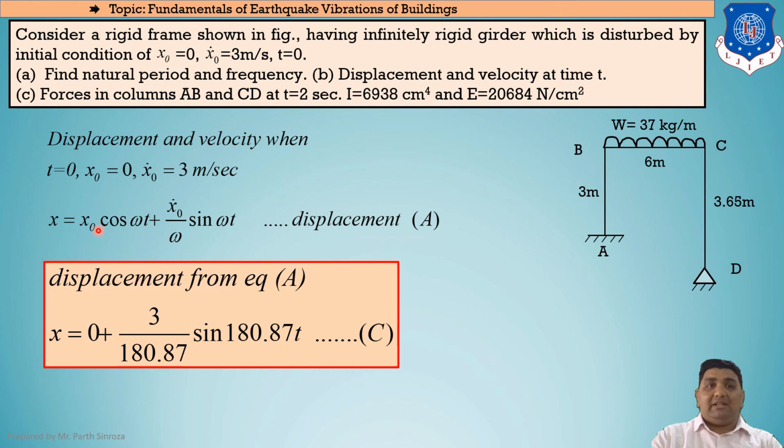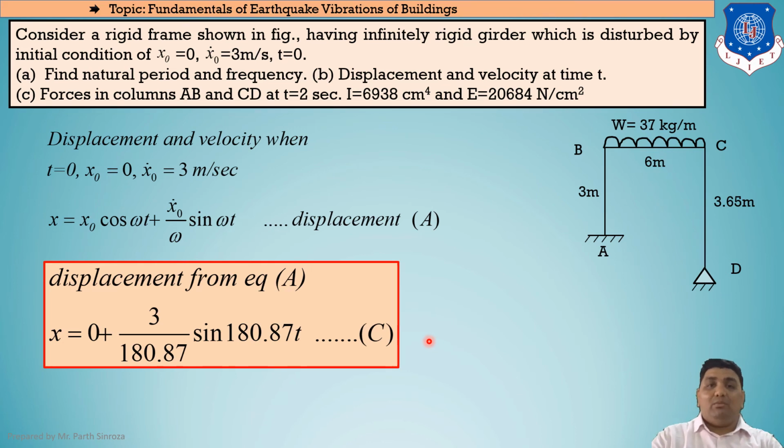So displacement here, x0 is given to be 0. So with cos omega t, we have substituted everything. The final value comes out to be 0 plus 3 upon 180.87 sin omega t, that is sin of 180.87 into t. Now we can't proceed ahead because we need to keep t in the form of t itself. It has not been asked to find the value at t equal to 1 second or some other number of seconds. We need to find the value at t equal to t seconds. So this will be our final answer in the form of an equation. Clear? So this is our final displacement.